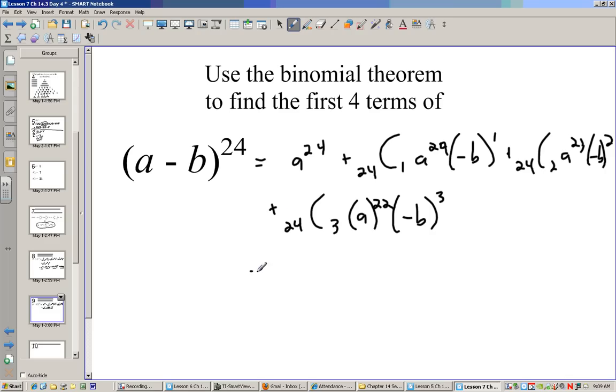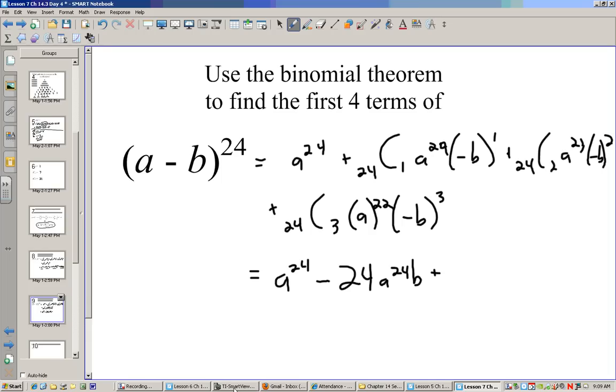All right, so this would be a to the 24th, plus 24 choose 1 is 24, a to the 23rd. Now times b to the negative 1. So that would make this whole thing negative. So instead of a plus, we would want to write a minus, or subtraction sign in here, a to the 23rd, b.